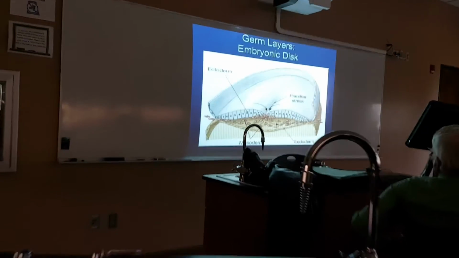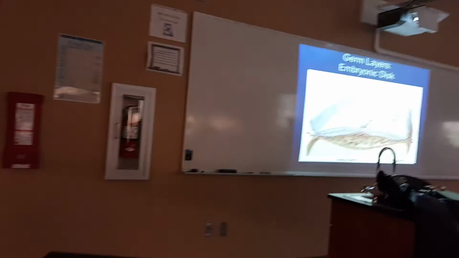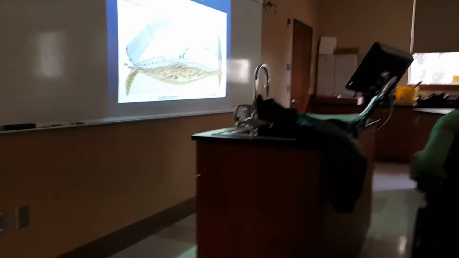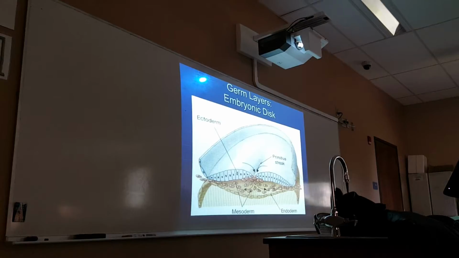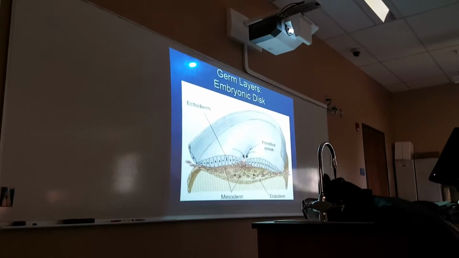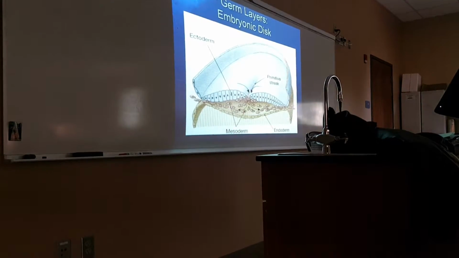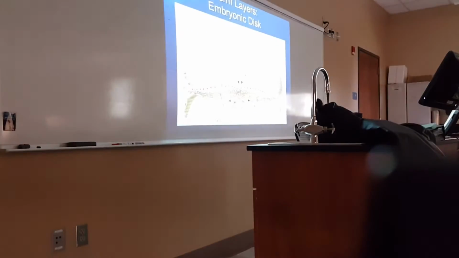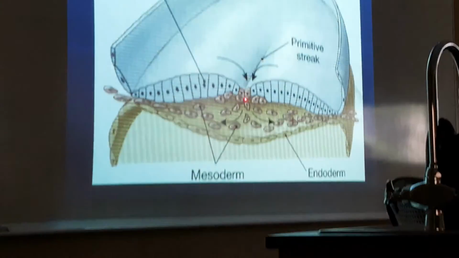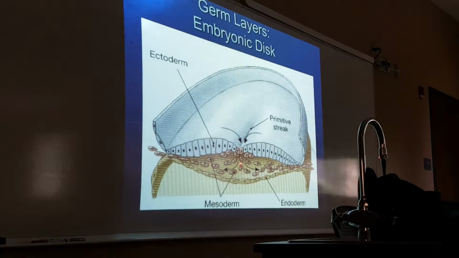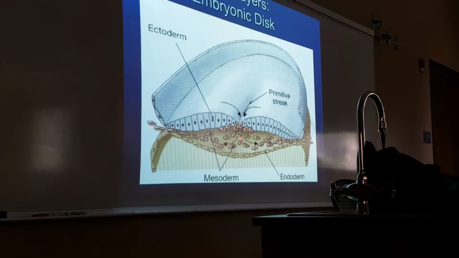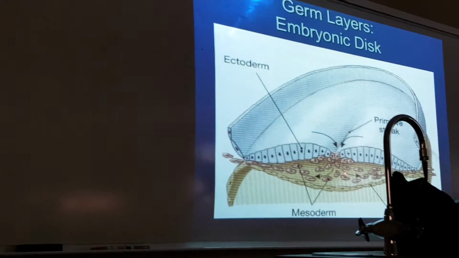And what we're showing here is about 17 days along. A little streak or groove starts to form in the top of the ectoderm, and a few cells from the ectoderm invaginate into that region and penetrate down into the middle and start forming, differentiating into the mesoderm. This only happens in higher organisms.